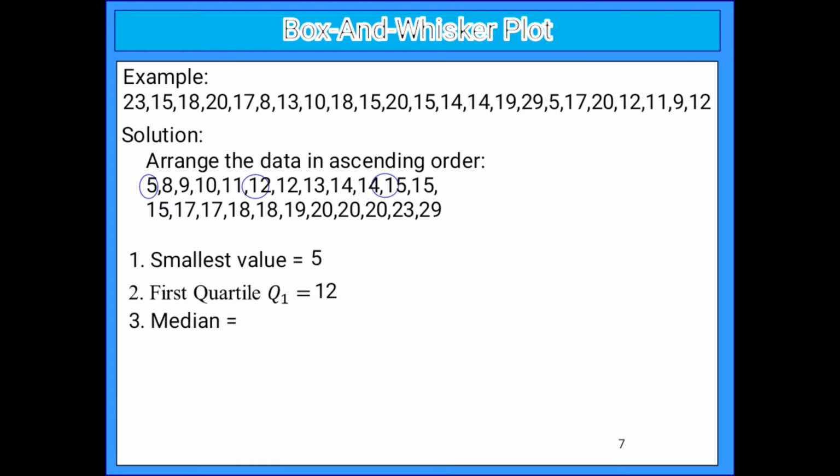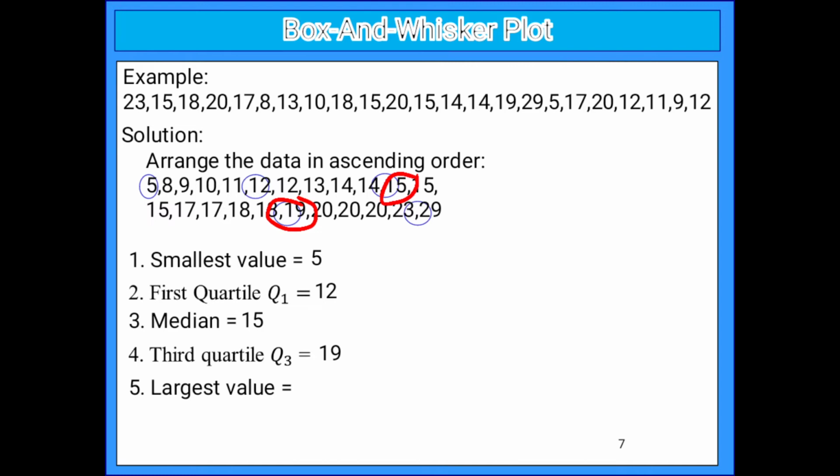And the median will be 15. I'm sorry, this should be the first quartile, 12. Okay, the median is 15. Next is our third quartile. We can use the 3 times n plus 1 divided by 4 formula. So it means that our third quartile is at the 18th position. So it is 19 here. And then the largest value is 29.